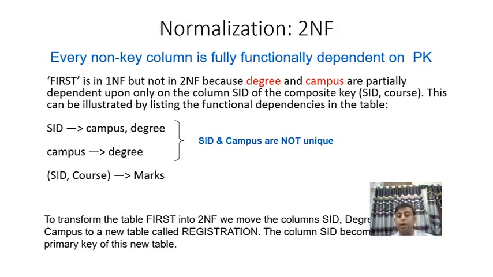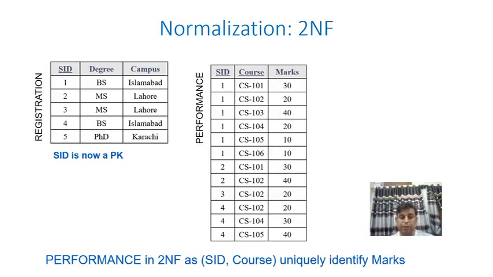To transform the first table into 2NF, we move the columns SID, degree and campus to a new table called registration. We are going to make a new table named registration, and we will move three attributes, SID, degree and campus, into the newly formed registration table. The column SID becomes the primary key of this new table. Now we have two tables, registration and performance.